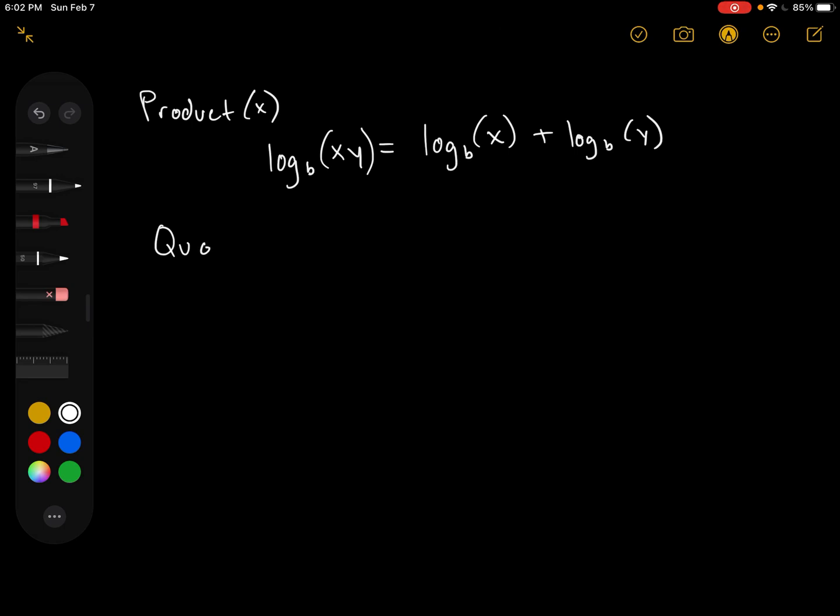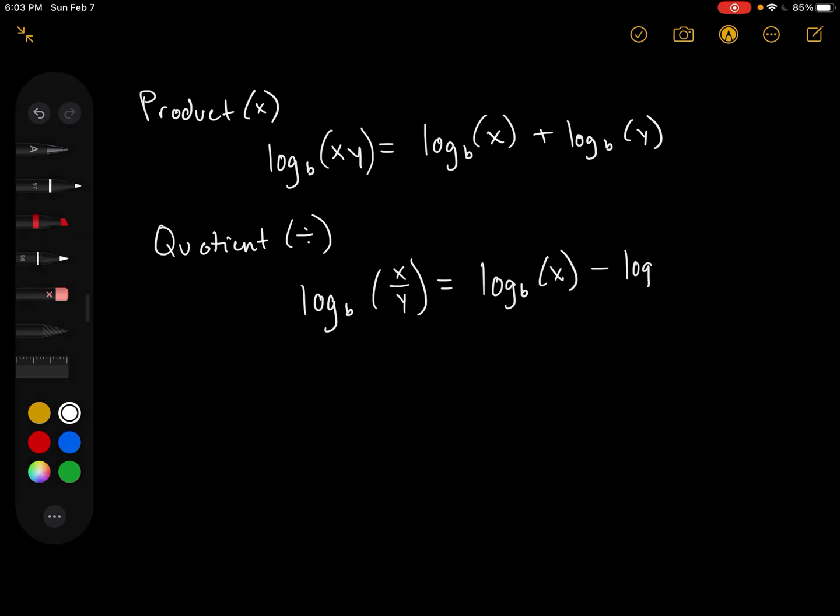A second rule that we're allowed to use is with quotient. Again, just a fancy word for division. And if we have something like the log base b of x divided by y, in this case, you can probably guess log base b of x minus log base b of y. So instead of adding, when we're dividing here, we're going to use subtraction. So two different applications that we're going to be able to see this in.